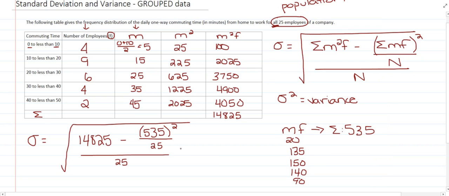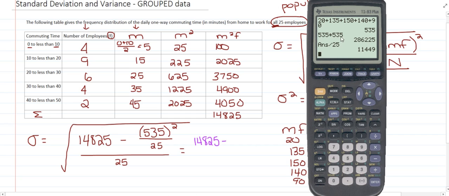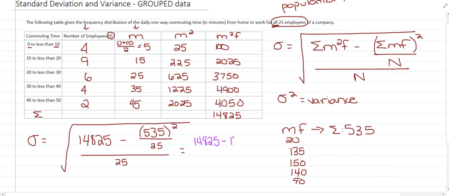So that's 11,449. Let's do this in a different color just so we can see a transition here. So we have 14,825 minus, we did 535 squared, and we divided by 25. That was 11,449. And then we're going to divide that by 25, and then we're going to take the square root. So let's go ahead and do that.